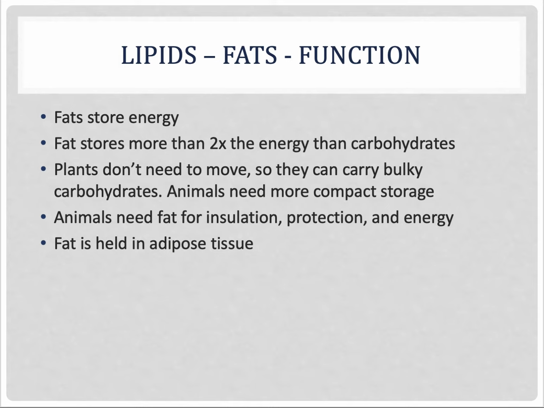And so yes, they also do have twice the calories per gram than a carbohydrate does, but that means they're storing twice the energy. Plants don't need to move, so they can have their energy stored in these bulky carbohydrates, things like fruits and roots. However, animals need more compact storage because we move around, so we have fat.